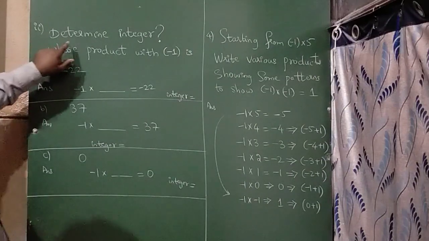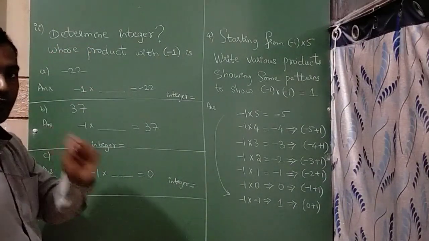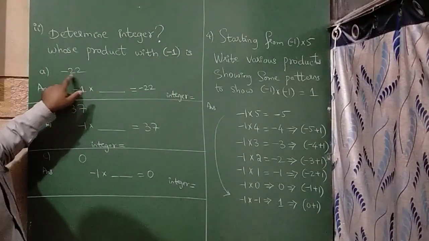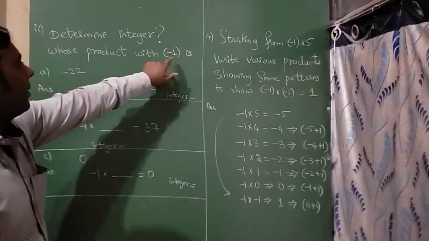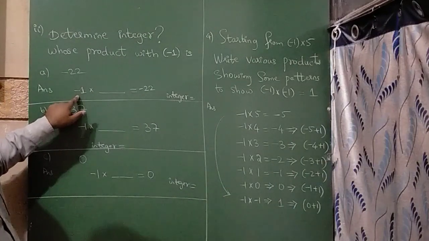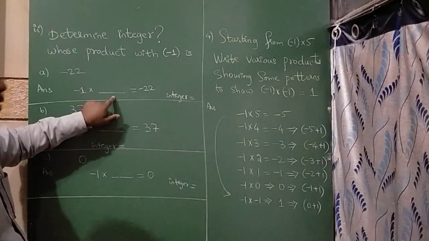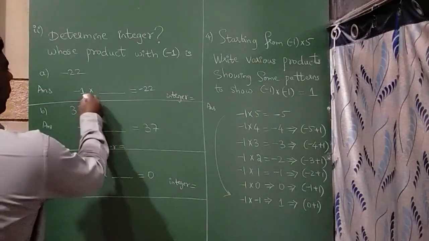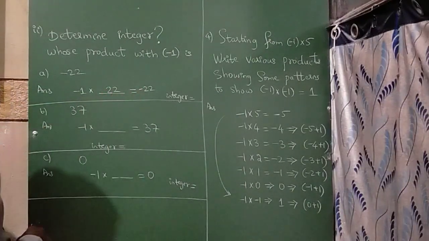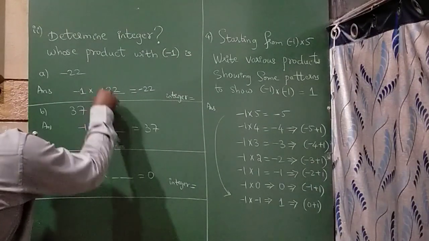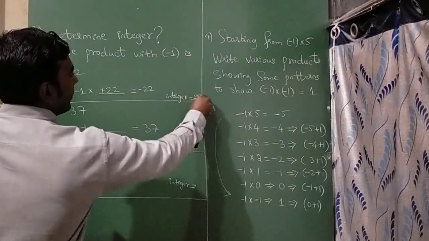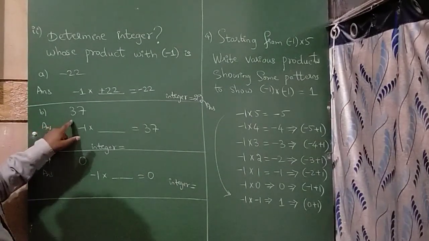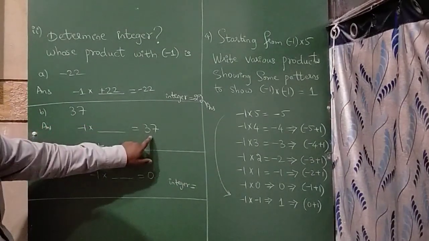So the second one is, determine the integer. We need to find the integer whose product with the minus 1 is minus 22. It means minus 1 I have written here. I need to find the integer so that the solution is minus 22. Fine. So 1 into 22 is 22. Right. So the integer is plus 22.